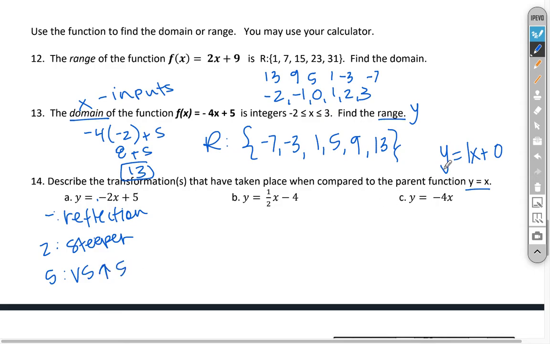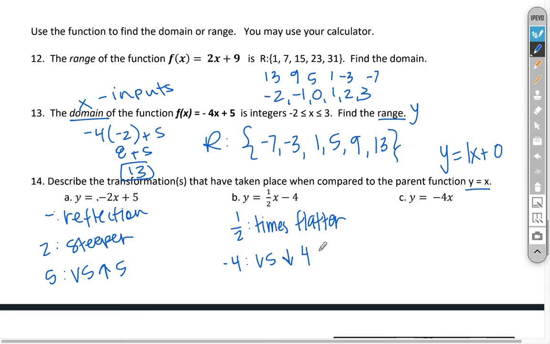All right, for b, we went from 1 to 1/2. That 1/2 is smaller than 1, so we are going to be 1/2 times flatter. Then we went from 0 to -4. On the y-axis, that means we moved down, so that's a vertical shift down 4.